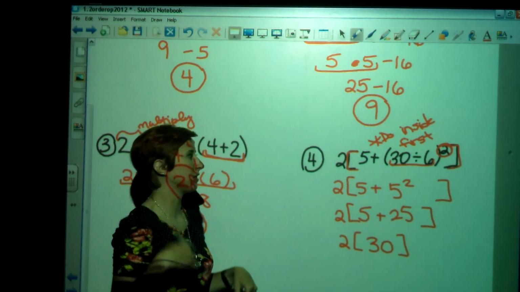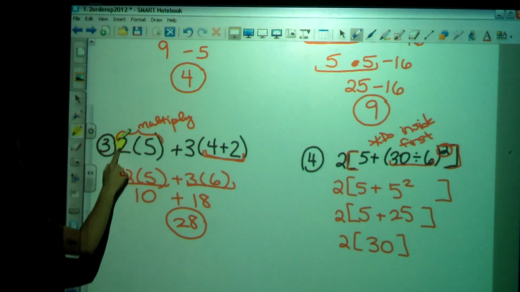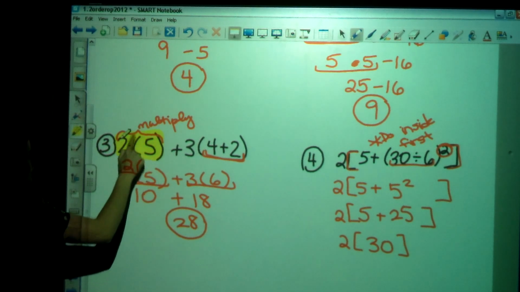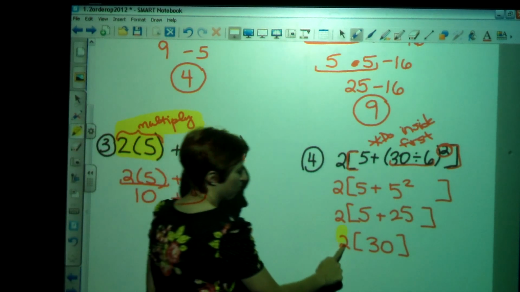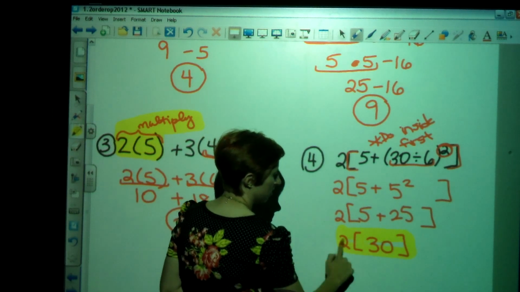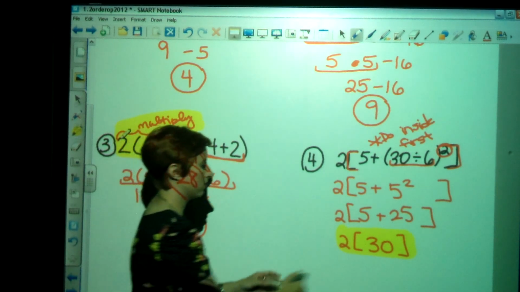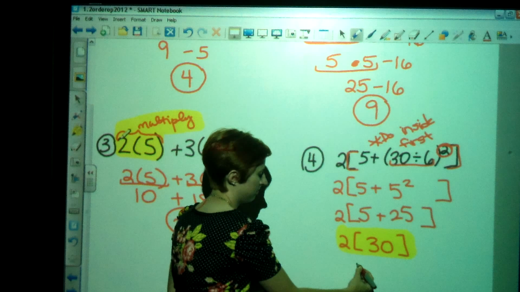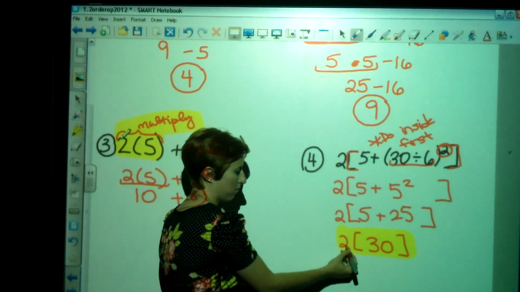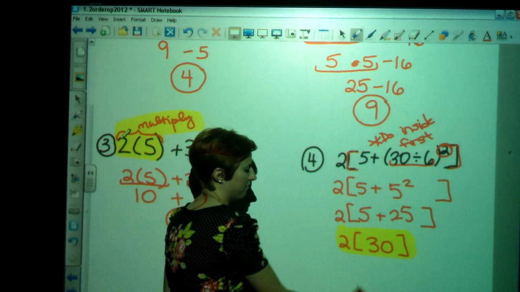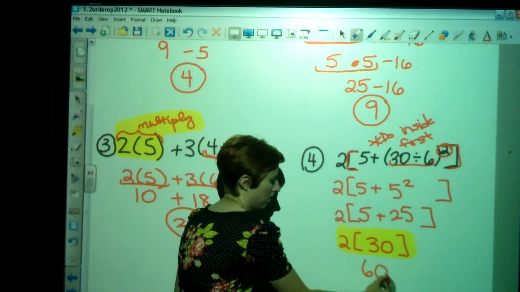Here's where I'm going to reference back to our last example. If a parenthesis and a number side by side tells us to multiply, then that means the same thing for a bracket and a number. So where they're side by side, that means we're going to multiply. So 2 times 30 is our last operation because he's outside of the bracket and he's inside, and they're the only 2 we have left. So 2 times 30 is 60. And we're finished.